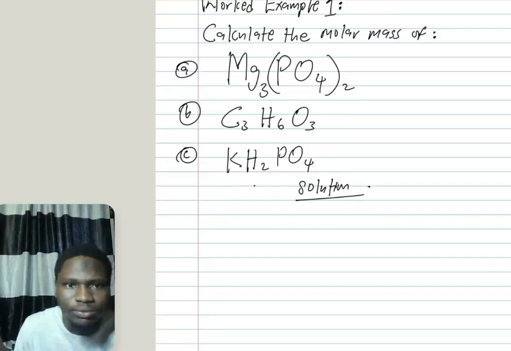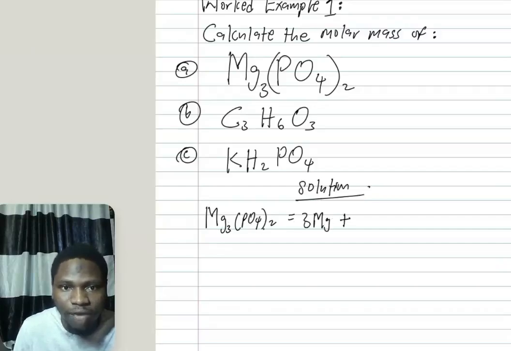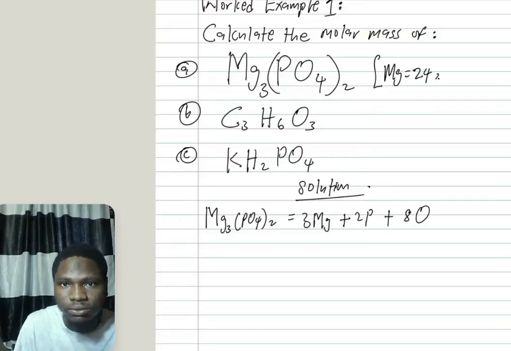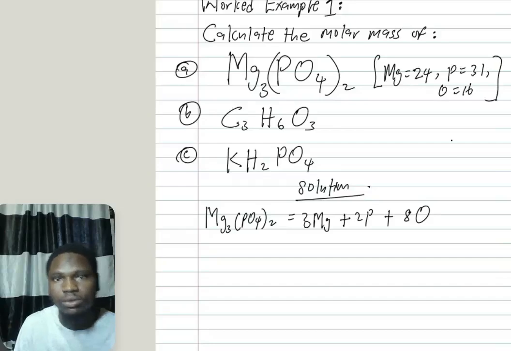Okay, let's go. Look at what we have: Mg3(PO4)2. If you observe, you see that I have 3 magnesium, 2 phosphorus, and also 2 times 4, which is 8 oxygen. In the question, you'll be given that magnesium is equal to 24, P is equal to 31, and O is equal to 16. You'll be given these in the question. Okay, so this is what you have.